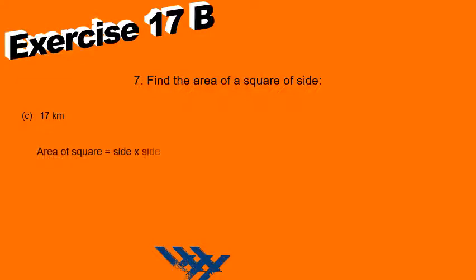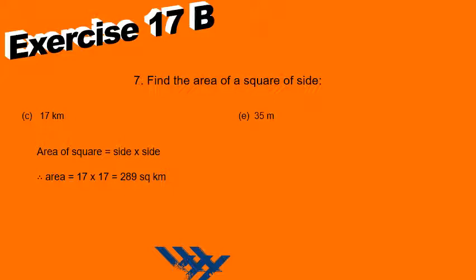Let's see. Area of a square is equal to side multiplied by side, and here the side of the square is equal to 17 kilometer. So 17 multiplied by 17 is equal to 289 square kilometers. So area of the square is equal to 289 square kilometers.